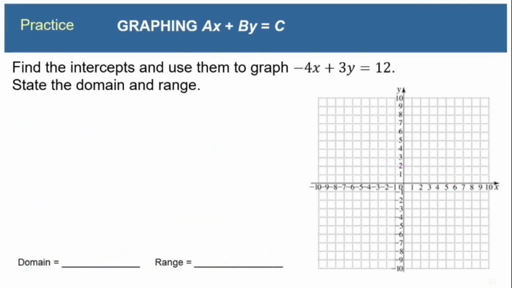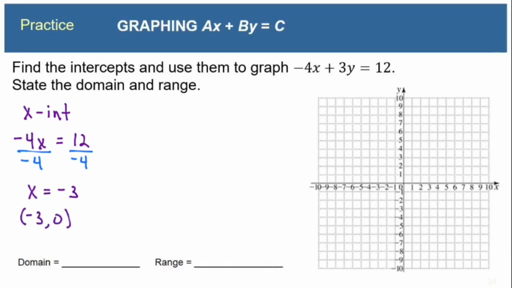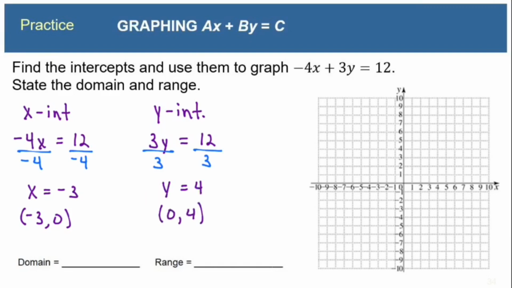Here's another one. So it says find the intercepts and use them to graph negative 4x plus 3y equals 12. Okay, to find the x-intercept, we let y equal 0. That means that y term disappears. And we have negative 4x equals 12. And when we solve for x, we get x equals negative 3. So the x-intercept is at (-3, 0). And to find the y-intercept, we let x equal 0, so the x term disappears. And we get 3y equals 12, which means y equals 4, which means the y-intercept is at (0, 4).